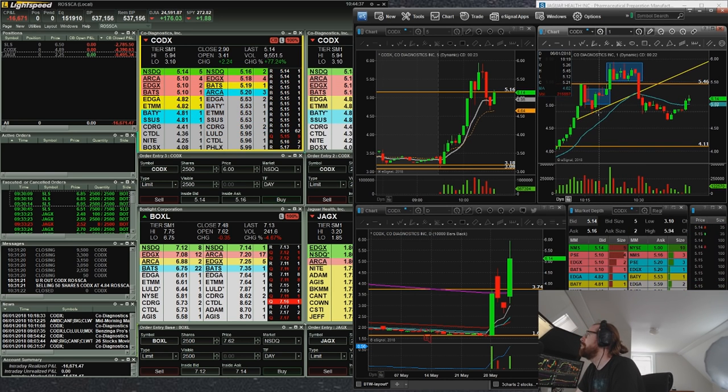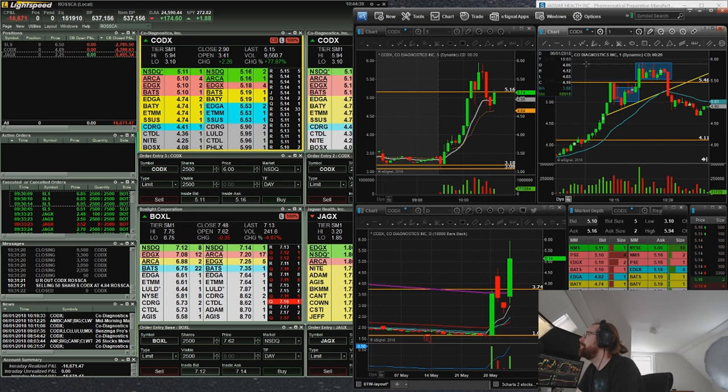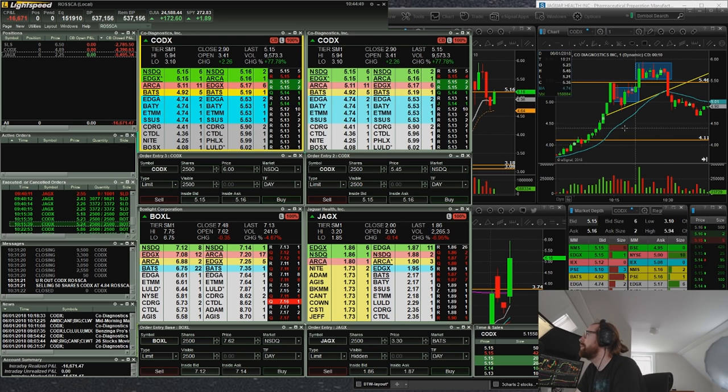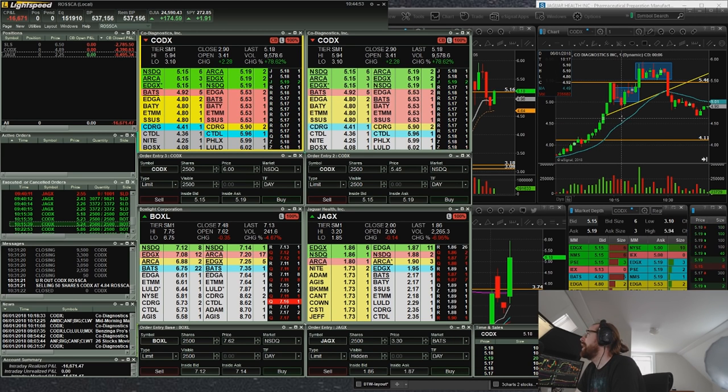And this does the same thing. It halts and then it drops. On the drop, I got in at 5.18. Let's see, let me scroll down. I got in at 5.18 and 5.23 and 5.24. I got in with 7,500 shares. I got in right out of the halt and it drops to 4.80 and I'm down $3,000.